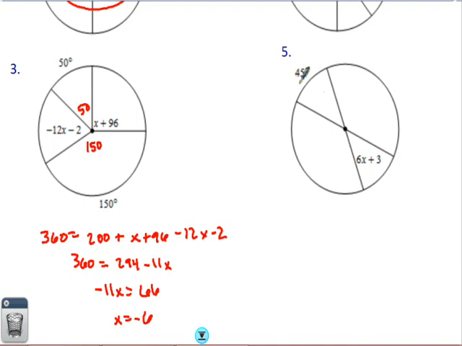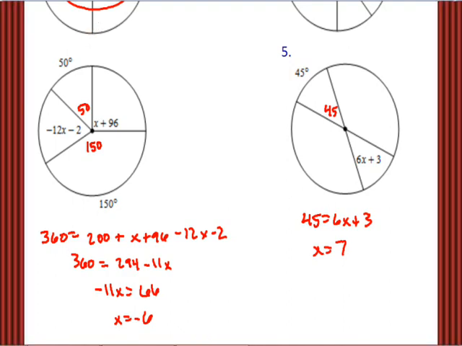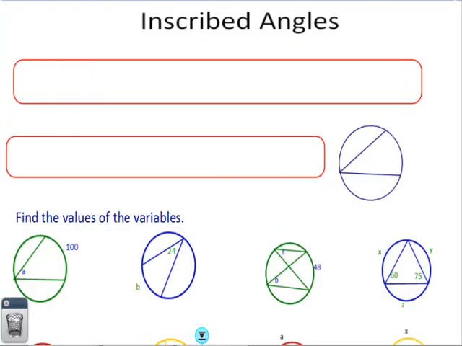Here on number 5, if that's 45, then that's 45. And these are vertical angles, so they're congruent. So 45 equals 6x plus 3, and x equals 7. So far, so good.